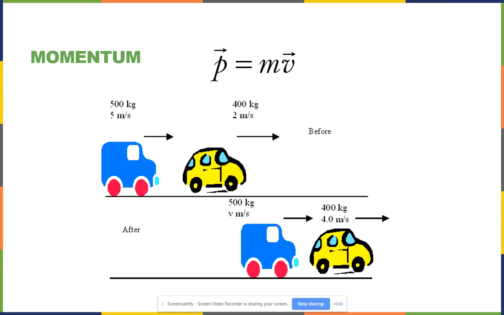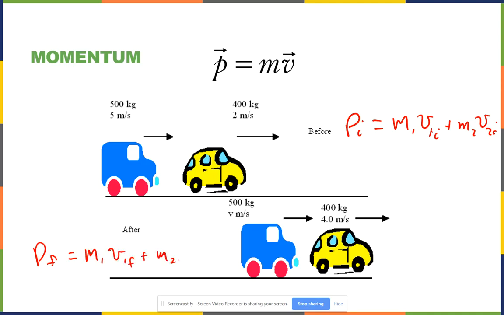Once I establish that, then I simply say momentum initial has to equal momentum final. So momentum initial is going to be mass of car 1 times speed of car 1 initial plus mass of car 2 times speed of car 2 initial. Momentum final: mass of car 1, speed of car 1 final plus mass of car 2, speed of car 2 final. It gets kind of clumsy having those two subscripts. Sometimes you'll see V and V prime. Instead of saying V2 final, they'll say V2 prime. So you'll see that kind of notation, just to be aware.